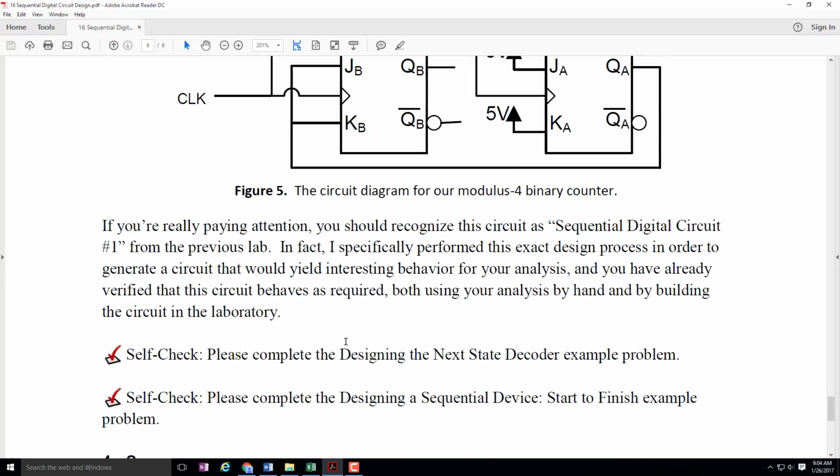So this gives you enough information to go ahead and do the designing the next state decoder example problem. And then after you finish that, then there's one more example problem where you do it from start to finish. So I wanted you to have the opportunity to see an entire design from start to finish in one example. That's the second example that you see right here.